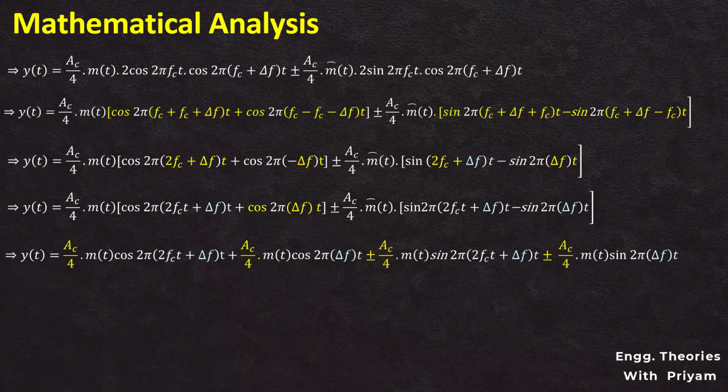Then the equation can be written as AC by 4 into mt into cos 2 pi 2fc plus del f into t, plus AC by 4 into mt into cos 2 pi del f into t, plus minus AC by 4 into m cap of t sin 2 pi 2fc plus del f into t, minus AC by 4 into m cap of t sin 2 pi del f into t. This output is passed through a low-pass filter which does not allow the high-frequency terms, or attenuates them, only allowing the low-frequency terms to pass through.